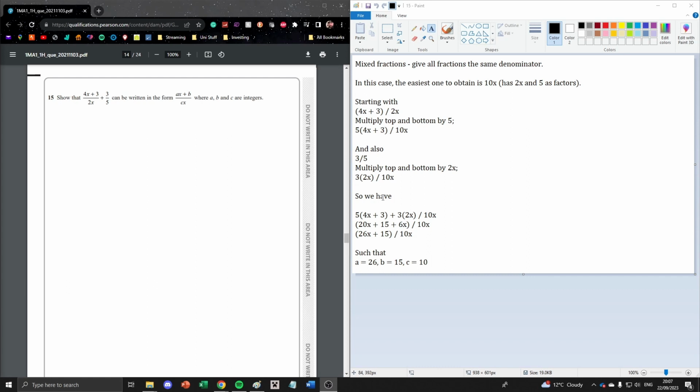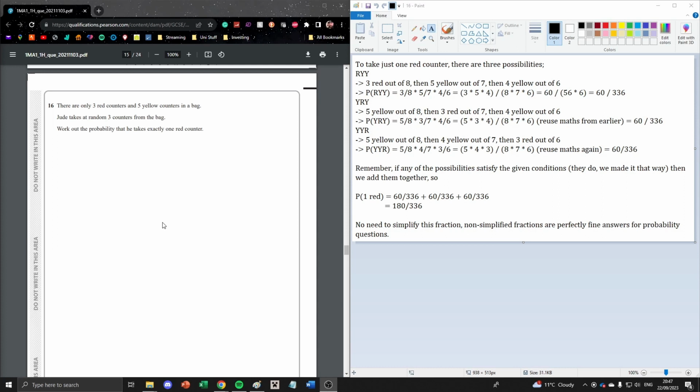If we add those together, we get 5 brackets 4x plus 3 plus 3 brackets 2x, all divided by 10x. 5 times 4x is 20x, 5 times 3 is 15, and 3 times 2x is 6x. So we just simplify this, and we get 26x plus 15, all divided by 10x. So for this combined fraction, A is equal to 26, B is equal to 15, and C is equal to 10.